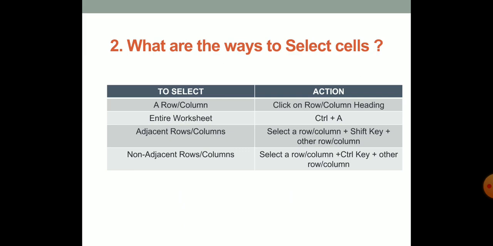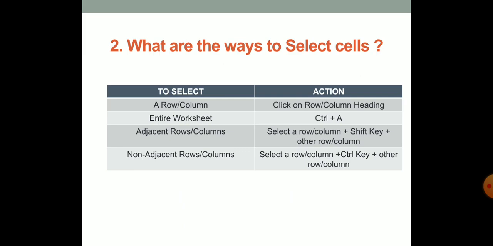Then adjacent rows and columns. Adjacent means the nearby rows or the nearby columns. You select the row or column which you want, then you press the shift key. Press the shift key and select the nearby row, which is the row below or the row above. Okay, and then coming to the non-adjacent rows. Non-adjacent means they are not nearby, they are somewhere else. So in that case you have to use the control key.